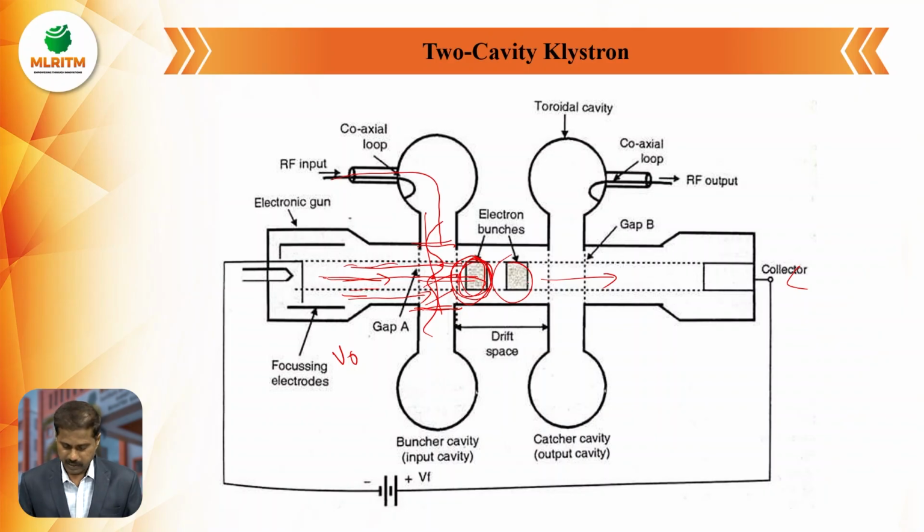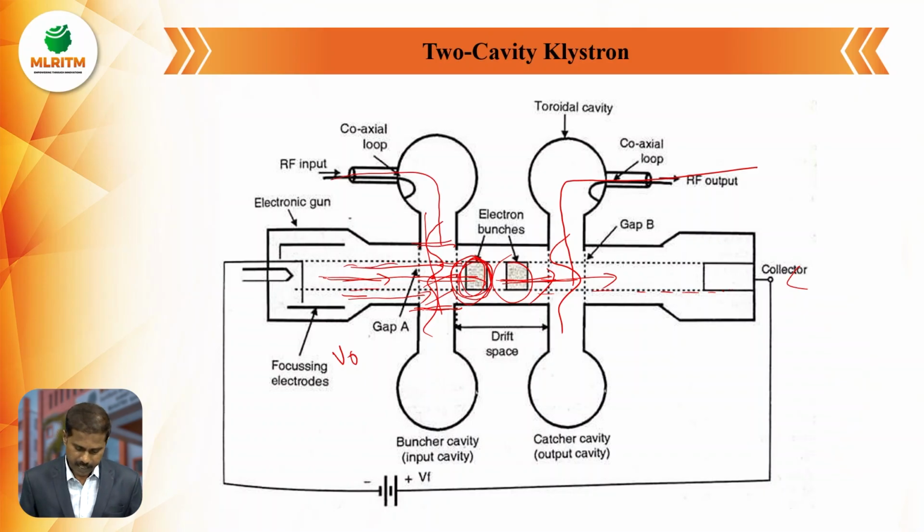When these electron bunches cross to the second cavity, that is the catcher cavity, and the signal is produced between the two gaps, the bunches meet the positive side, get boosted, and come out as the RF output in the catcher cavity. The rest of the electrons, which are not affected by the alternating signal, are collected at the catcher. This is the operation of the two-cavity Klystron.